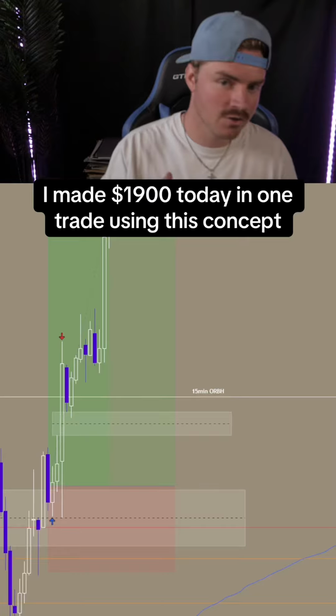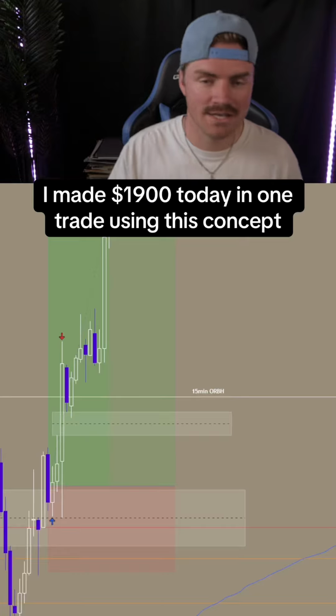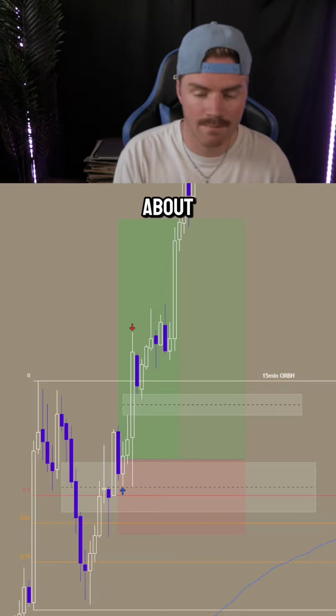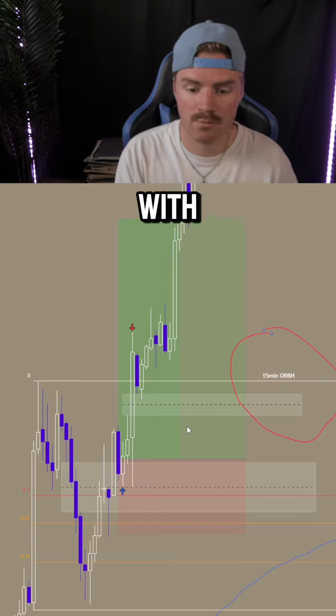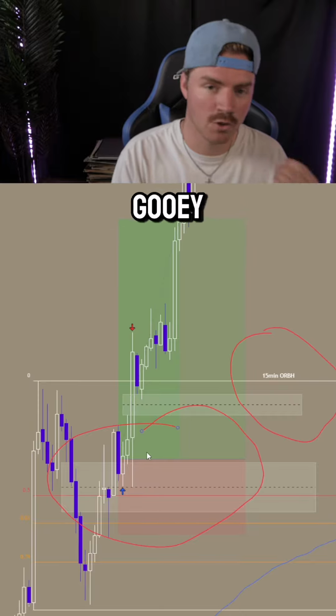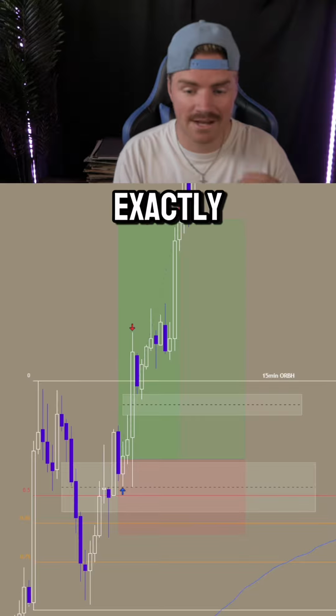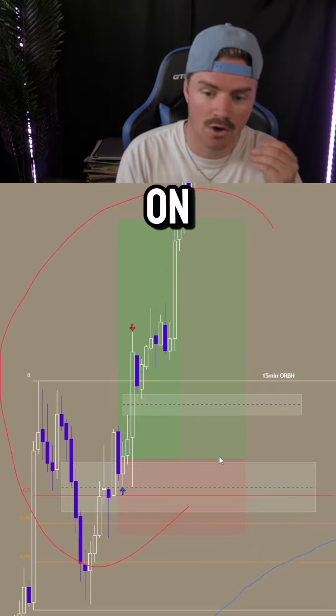I made $1,900 today in one trade using this concept. And the concept I'm talking about is the 15-minute ORB mixed with my IFVG strategy that I call the GUI model. Right now I'm going to show you exactly how you can start catching trades like this on your own.